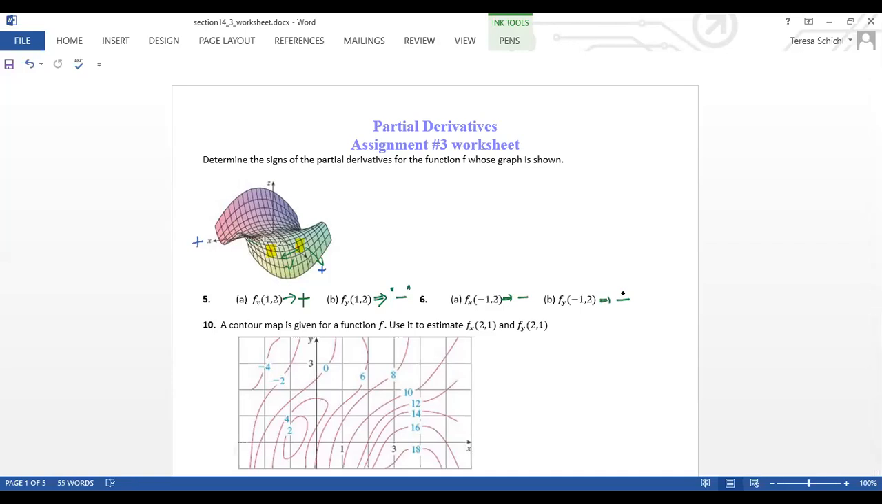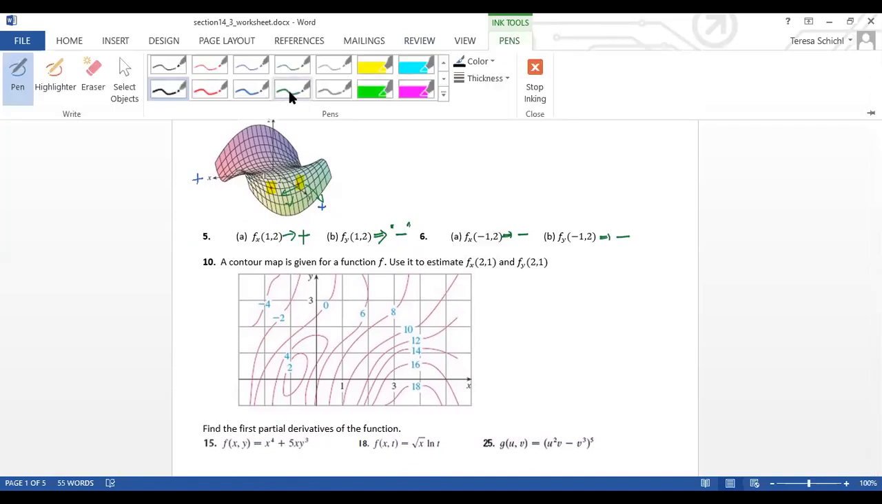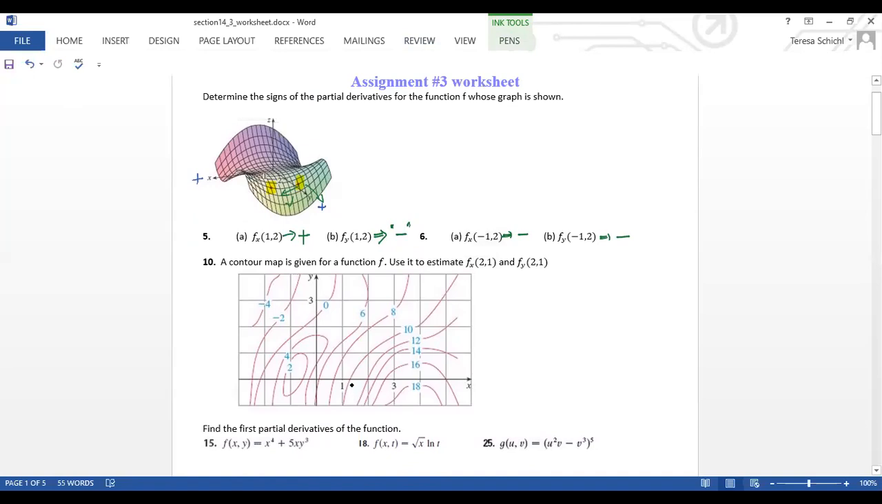So remember, the partial derivative with respect to x and the partial derivative with respect to y is the rate of change along the x-axis and along the y-axis. Okay, now let's take a look at this one here. Different people might get different answers. Let's try to estimate f_x at (2, 1). First let's locate our point (2, 1). This is 1, 2, 3, so x is 2 and y is 1. So it's somewhere here.